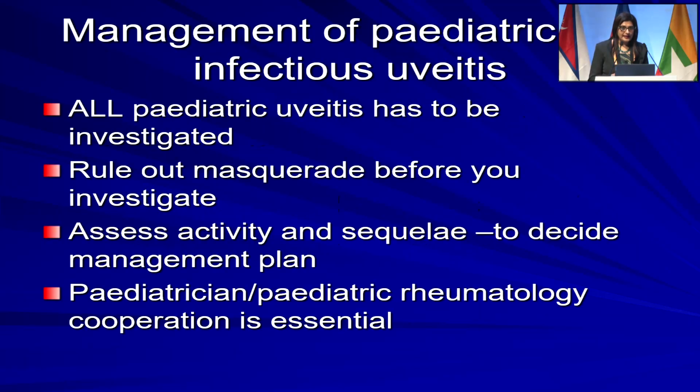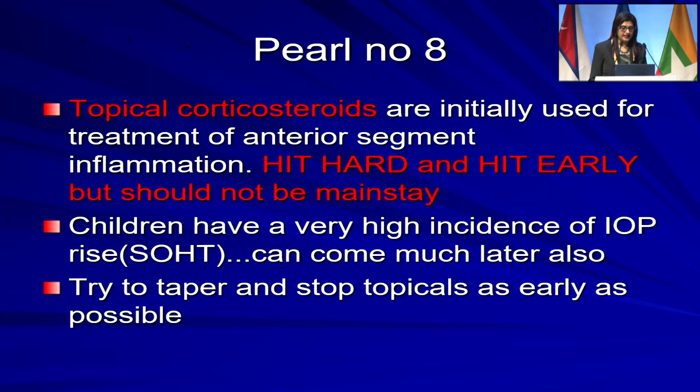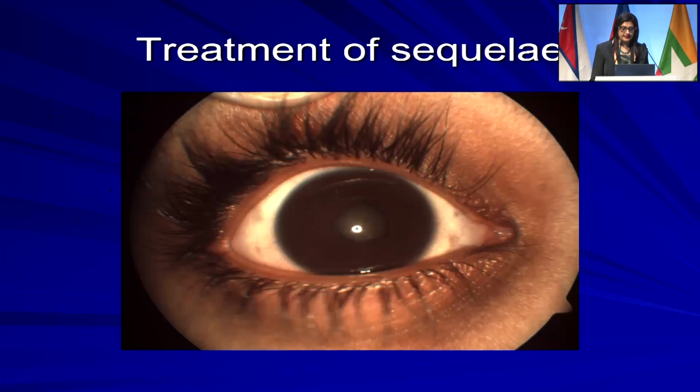Now, going on to management of pediatric non-infectious uveitis, you will all agree with me, all pediatric non-infectious uveitis has to be investigated, rule out masquerade, assess activity and sequelae, and take a pediatrician's or pediatric rheumatologist's help. Topical steroids are initially used, but you have to hit hard, hit early, but they should not be the mainstay. Children have a very high incidence of steroid-induced hypertension, so we have to keep our eyes open for that and try to taper and stop the topicals as early as possible.